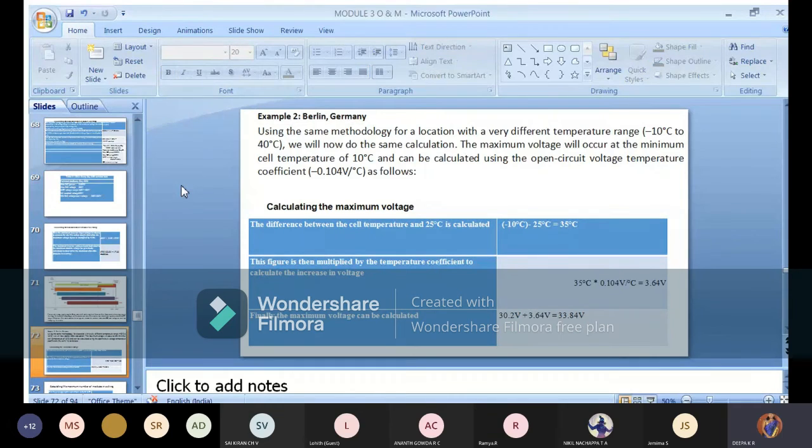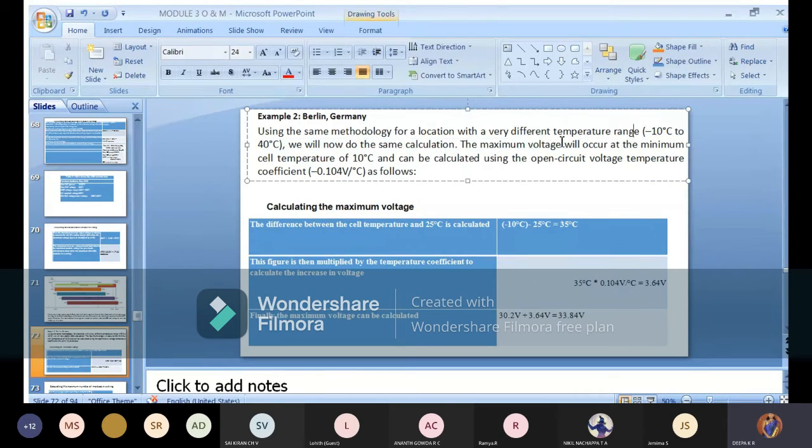Yeah, first we have to understand the criteria given in the question. Using the same methodology for a location with a very different temperature range, you can see two different values: minus 10 degrees Celsius to 40 degrees Celsius. It means the minimum value to the maximum value has been specified for this case.